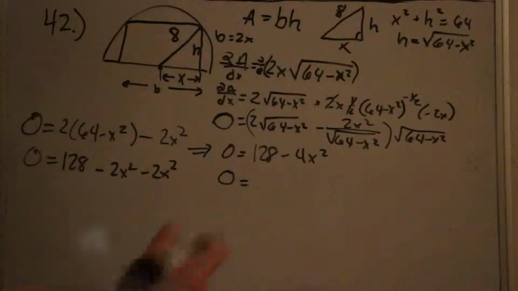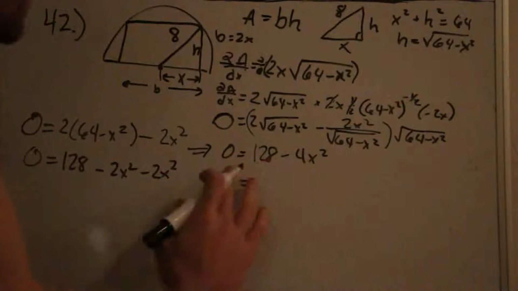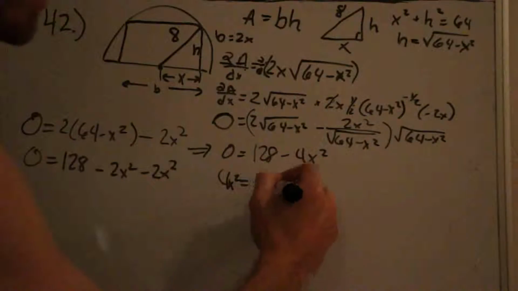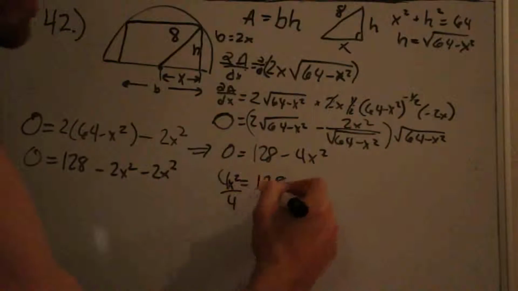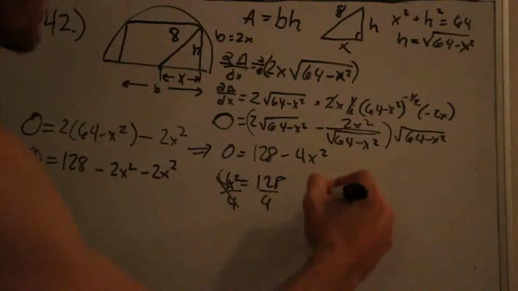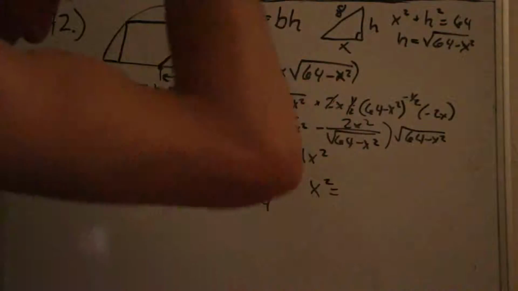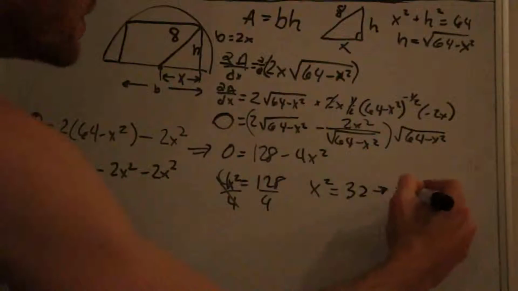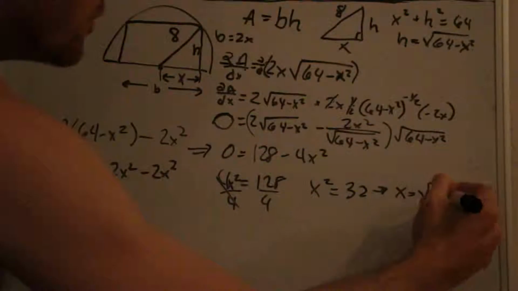So if I want to solve for x, I just move the 4x squared to this side. 4x squared equals 128. Divide both sides by 4, and I get x squared equals 128 divided by 4, which is 32. So therefore, x equals the square root of 32.